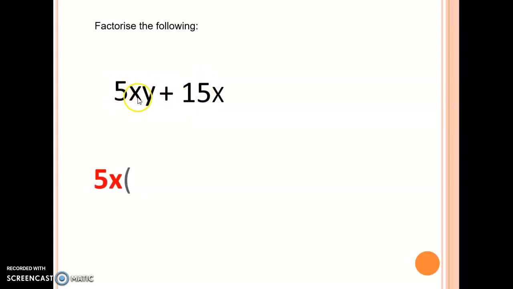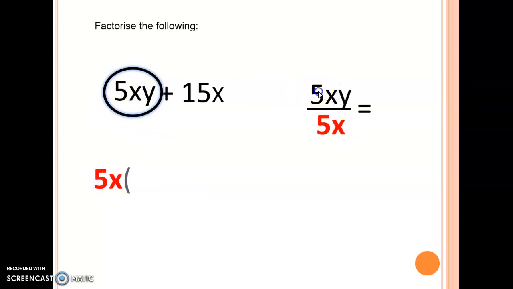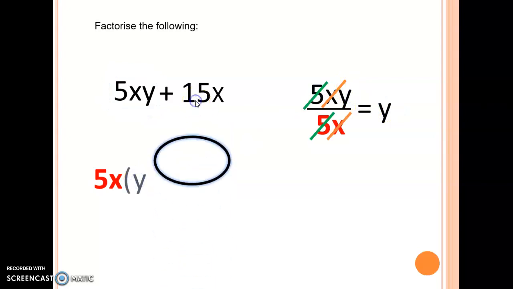And now you've also got a letter in common here. You've got an x here and you've got an x here, so that's also in common. So that's why you pull out a 5x out of it that's in common between these two terms. You open up your bracket. To decide what goes inside, you look at the first term, which is the 5xy, and you're going to divide by this 5x. So 5xy divided by 5x. So the 5's will cancel, the x's will cancel, and you're left with y, and that's what's going to go inside the bracket there.